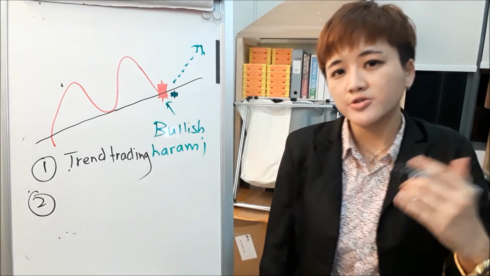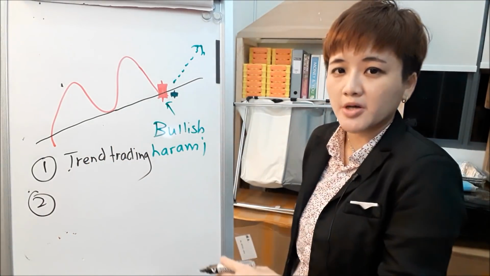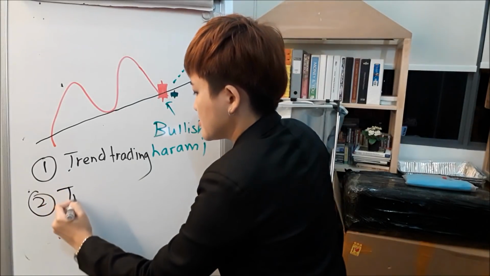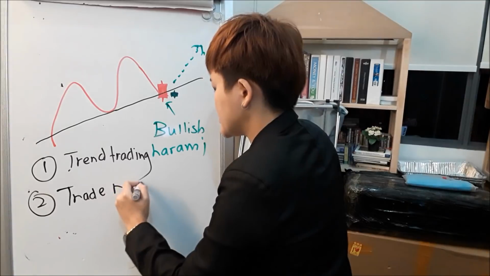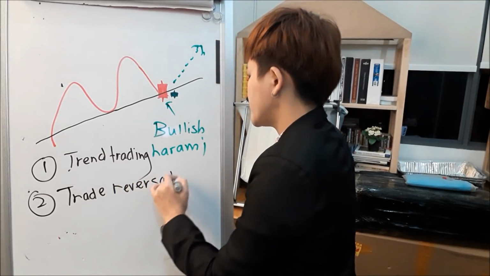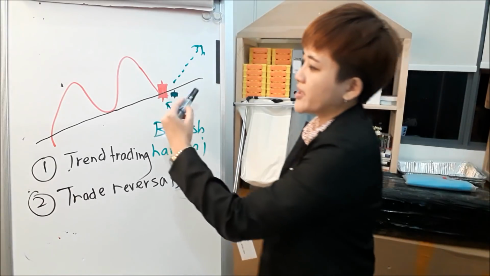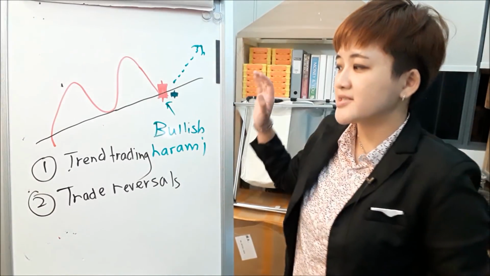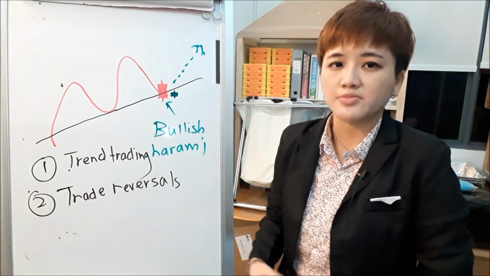Second way you can use trend lines for trading is to pick tops and bottoms to trade reversals in trends. Alright, so if you're very experienced, you pick tops and bottoms. Then when the price breaks a trend line, it is a confirmation that, okay, bullish trend has ended. Now it's time to sell.